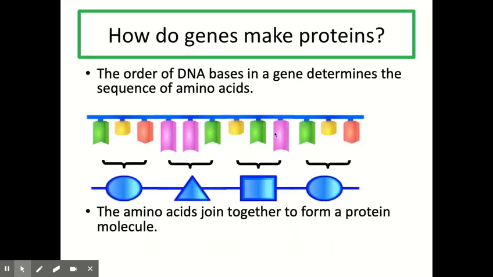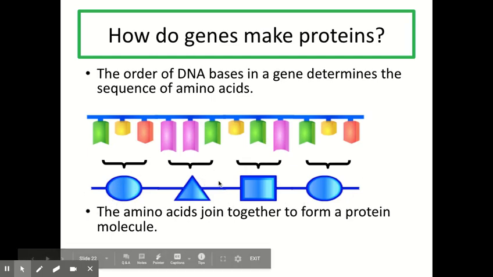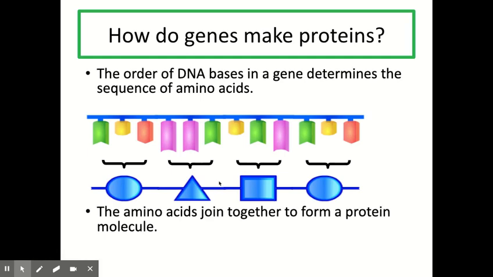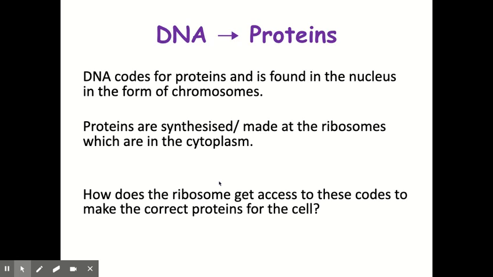This is simplifying a lot, but the order of those A's, T's, C's, and G's within the DNA in the gene determines the sequence of amino acids that then make up the final protein, like this one here. Now we know how the DNA bases within the genes code for the final protein. We now need to learn how it's made.